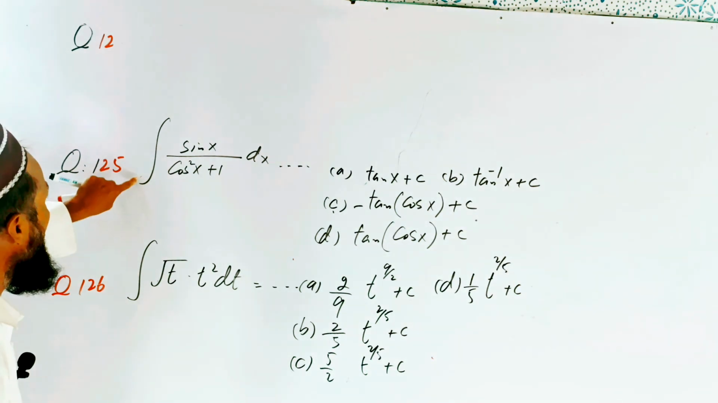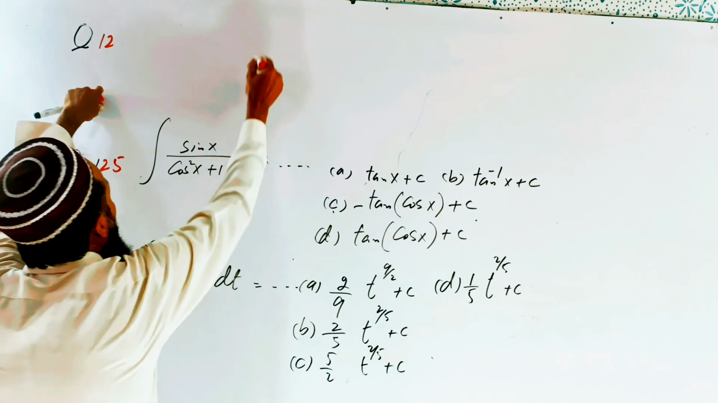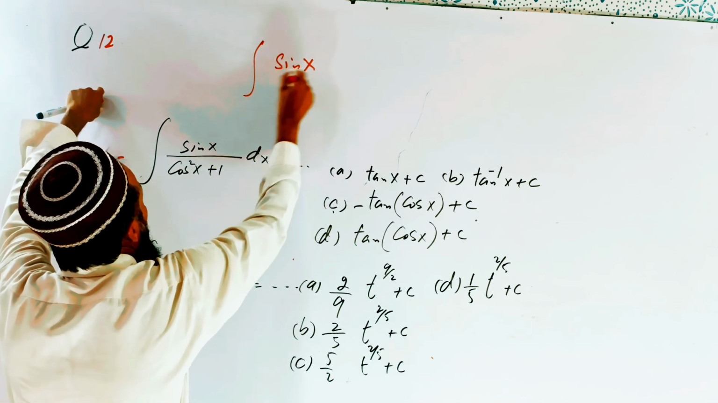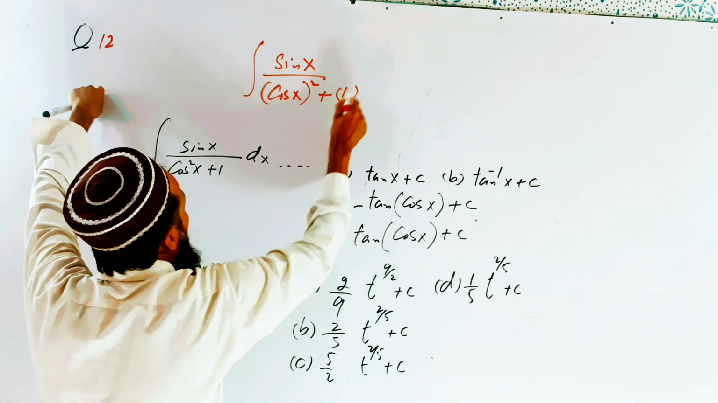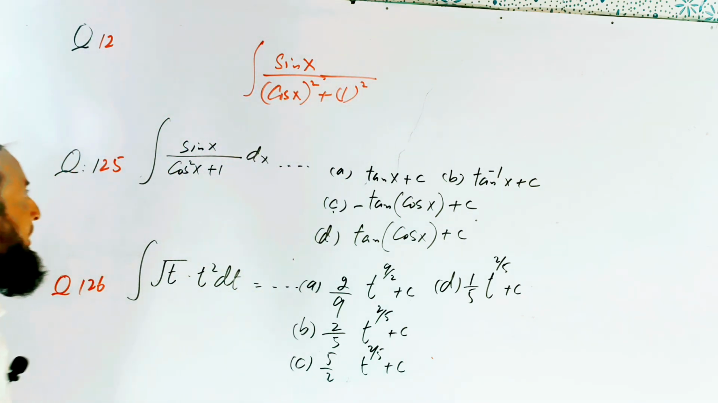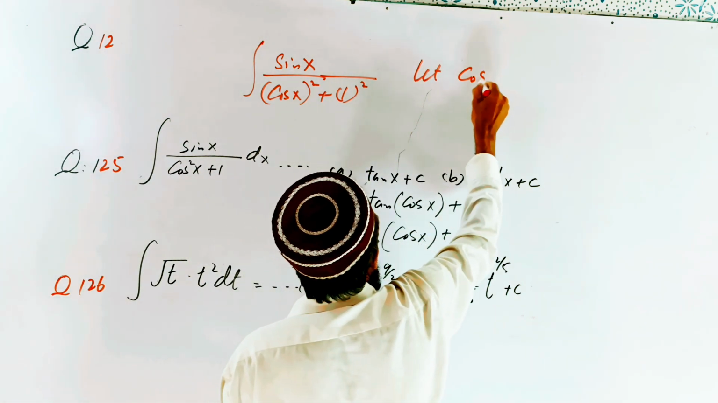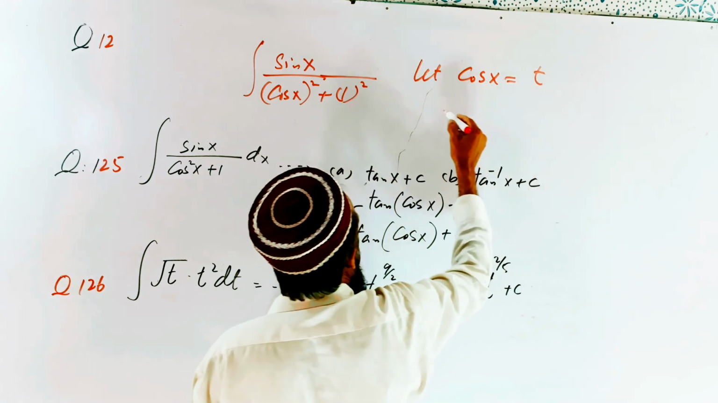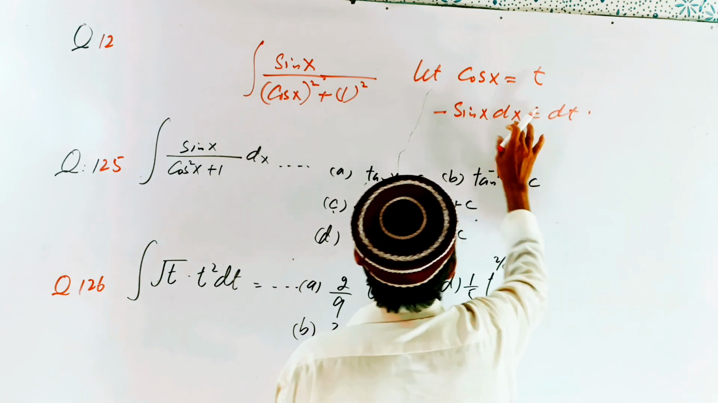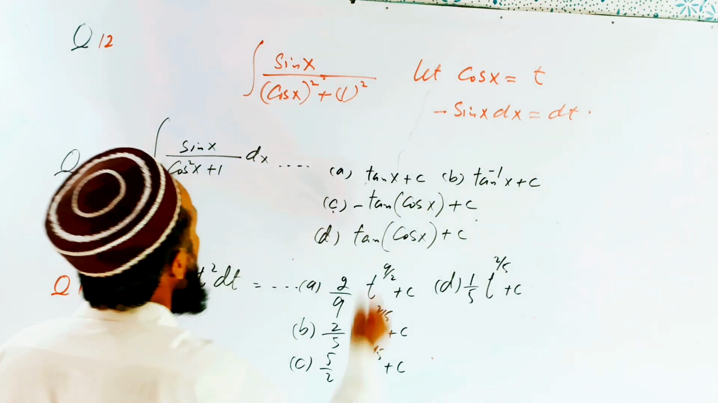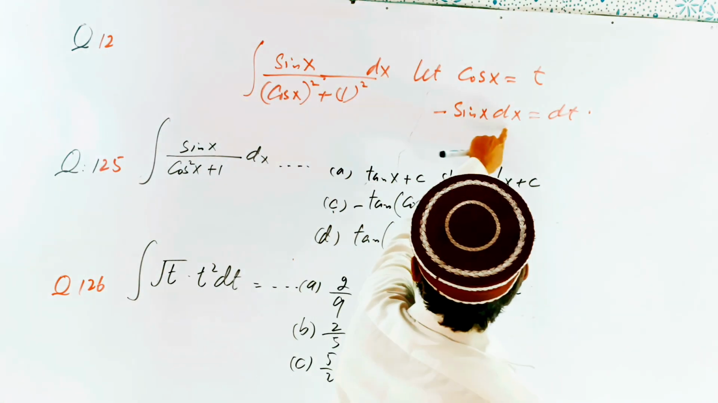Integration of sin x by cos square x plus 1. First of all we simplify this function. We can write sin x, and cos x whole square plus 1 square. So here we take a supposition. Let's suppose that cos x is equal to t. So the derivative of cos x is minus sin x dx is equal to dt. Here sin x dx is already available.